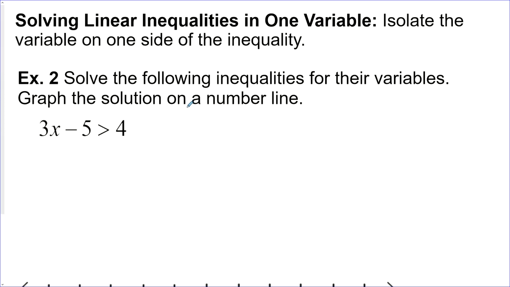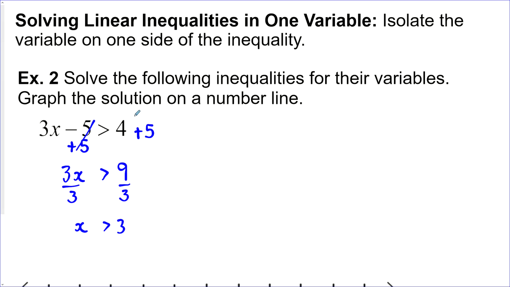How does it look when we're solving linear inequalities that just have one variable? Well, we want to isolate this one variable so we can get a better idea of its solution. Let's isolate it by getting rid of this minus 5 here. So plus 5, plus 5, both sides, gives us 3x greater than 9. We want to divide by 3 on both sides. X is greater than 3. That looks much easier than the original question.